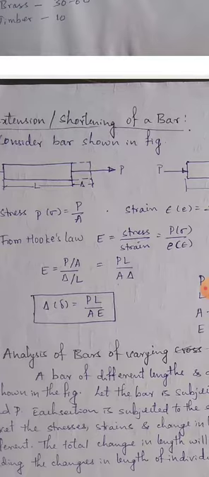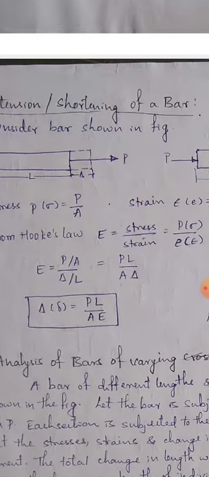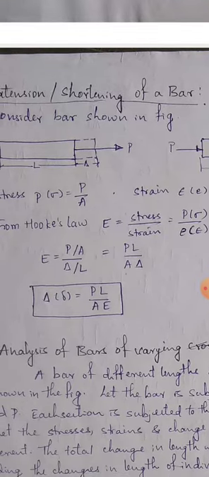That is sigma by epsilon, where sigma is nothing but stress. What is the definition of stress? It is load by area, that is P by A, and strain is delta by L. Therefore, it is E = PL by A delta. Therefore, delta is either the extension or the decrease, that is PL by AE.